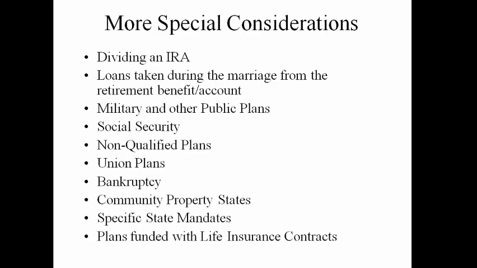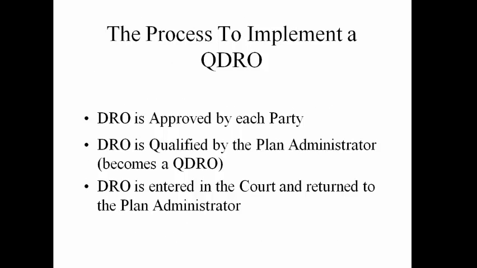So let's go to the next slide and go over the process that is needed to implement a QDRO. And there are three segments that must be adhered to. Number one, a DRO, before it becomes a QDRO, is first approved by each party. It's written either by a lawyer or an actuary or some other individual well-versed in writing QDROs. And the terms of that DRO must be approved by each party and their counsel.